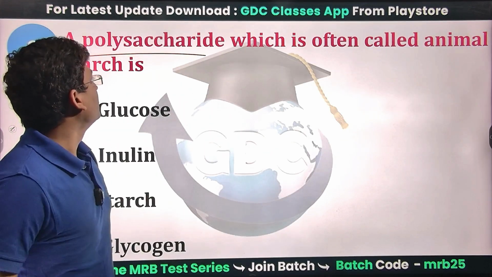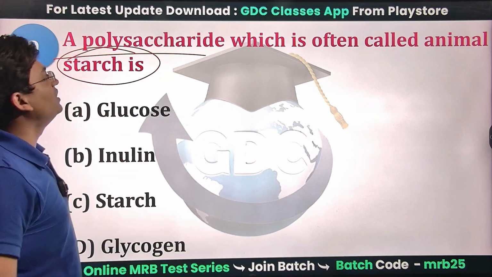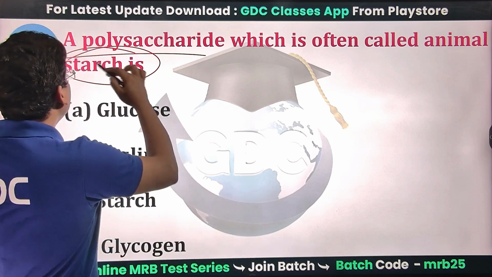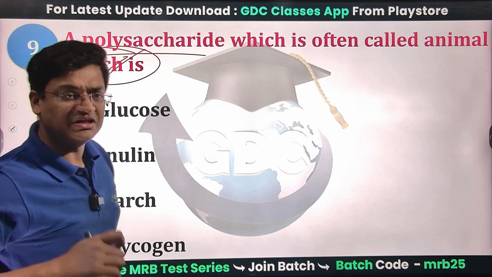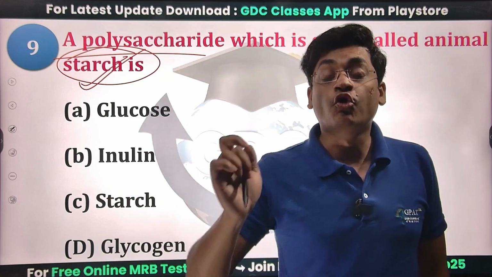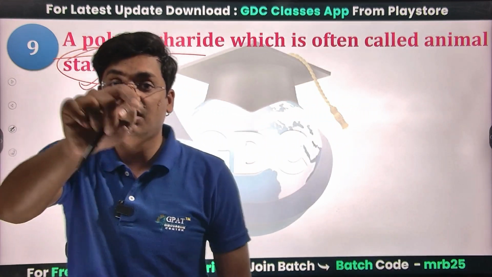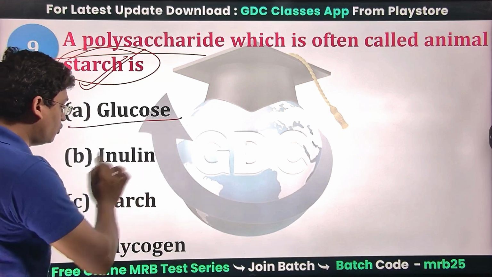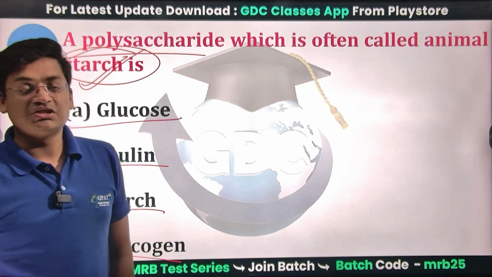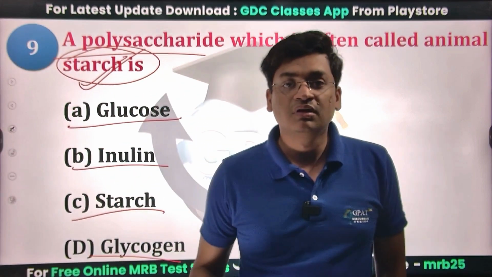Next question: which polysaccharide is often called animal starch? When we talk about animal starch, what do we mean by starch? Starch is the storage carbohydrate in plants. Is it glucose, inulin, starch or glycogen? When we talk about animal starch, animals store glucose in the form of glycogen.